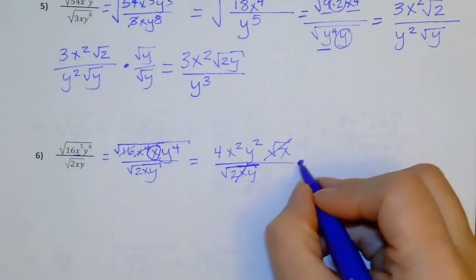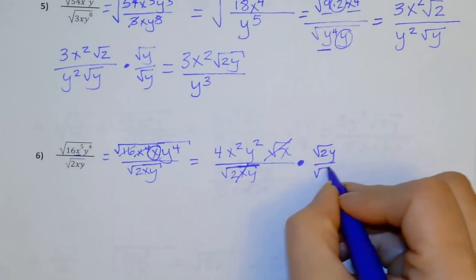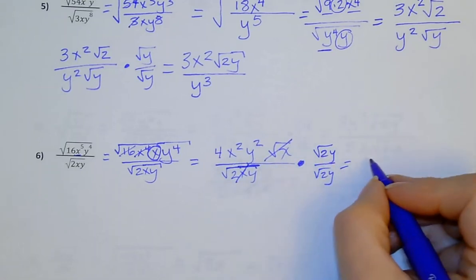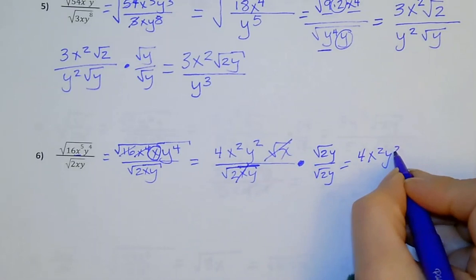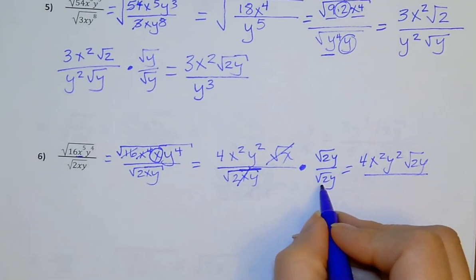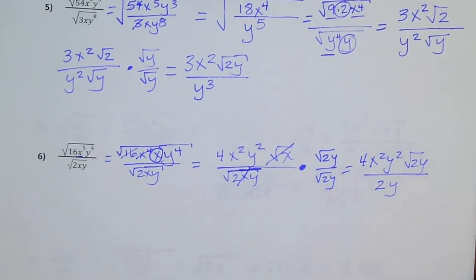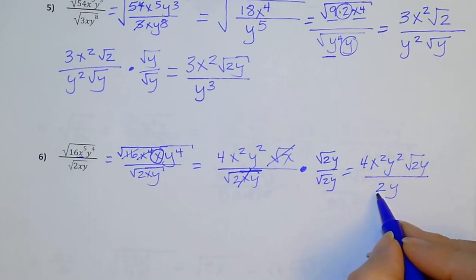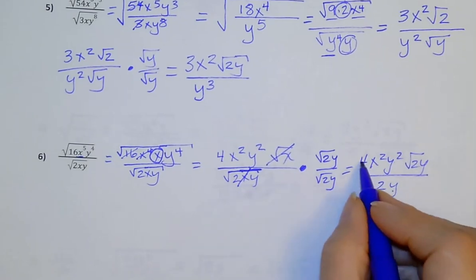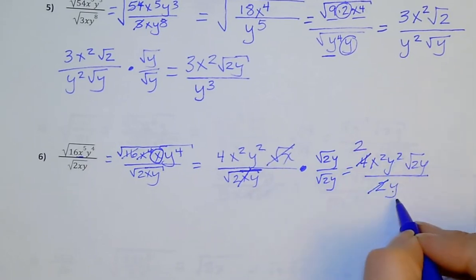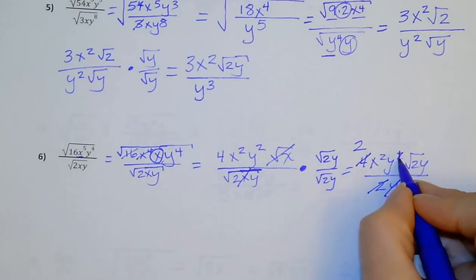Okay, so now I'm going to multiply by the square root of 2y over the square root of 2y. And I have 4x squared y squared times the square root of 2y, all over square root of 2y times square root of 2y, which is just 2y. I'm not done. Oh, I thought I was going to be done, but no. Look, I have 4 over 2. That can be simplified. And I have y squared over y. That can be simplified. So I'm going to say 4 divided by 2 is 2. 2 divided by 2 is 1. I'm going to say y squared divided by y is just going to be y to the 1.